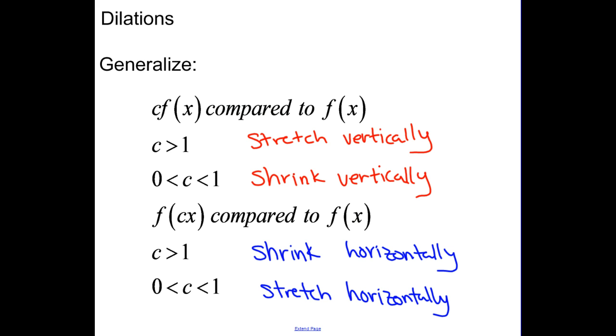And they're going to go by factors. When it's on the outside, this is going to be stretched vertically by a factor of the absolute value of c. And it's going to be shrunk vertically by a factor of c. Since it's being shrunk, you still go by the factor of c.